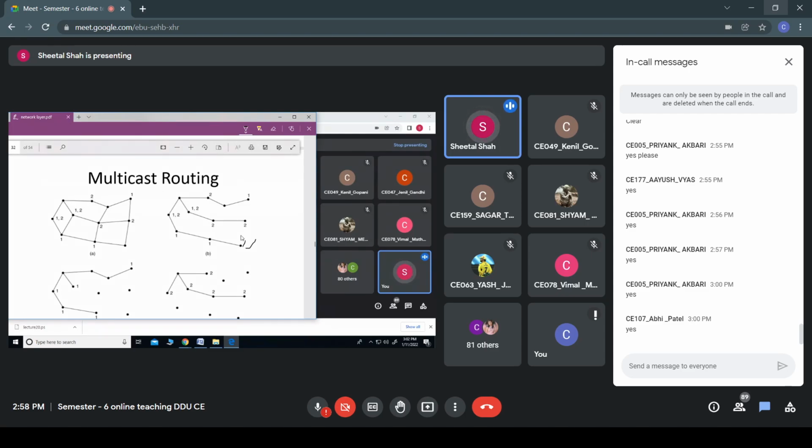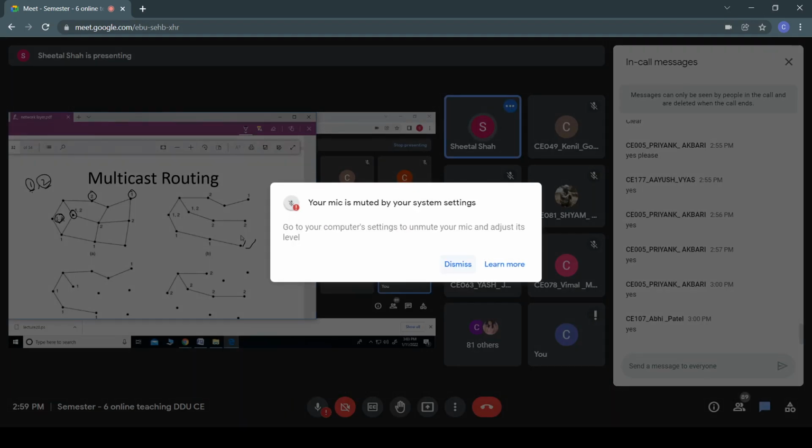Okay, so for example, here you can see that these are the routers, right? And you can see that there are two multicast groups here, group 1 as well as group 2. That means this router is having both the groups, whereas this router is in group 2, this router is in group 1, whereas this router is in both group 1 as well as 2, and so on. Are you getting this? So there are two multicast groups, and they have provided the numbers as multicast group 1 as well as multicast group 2.